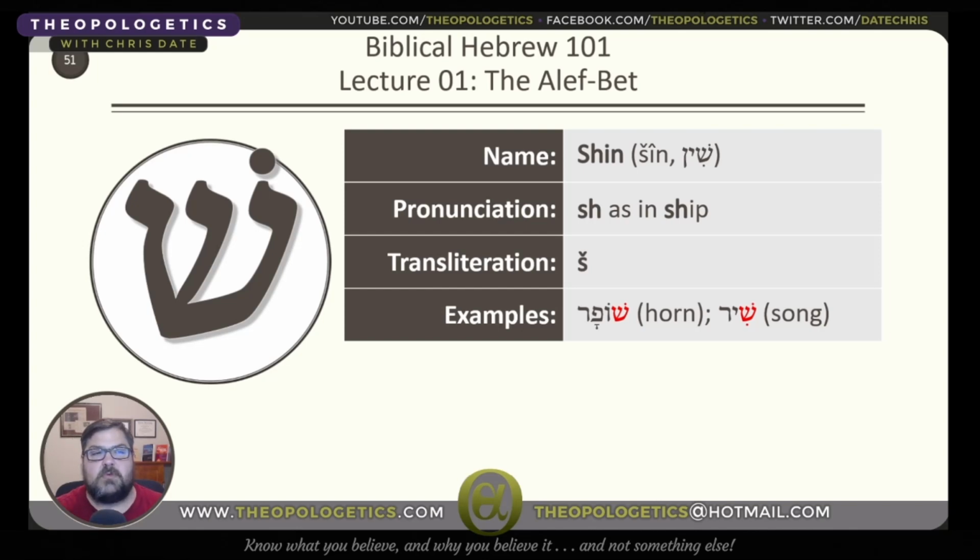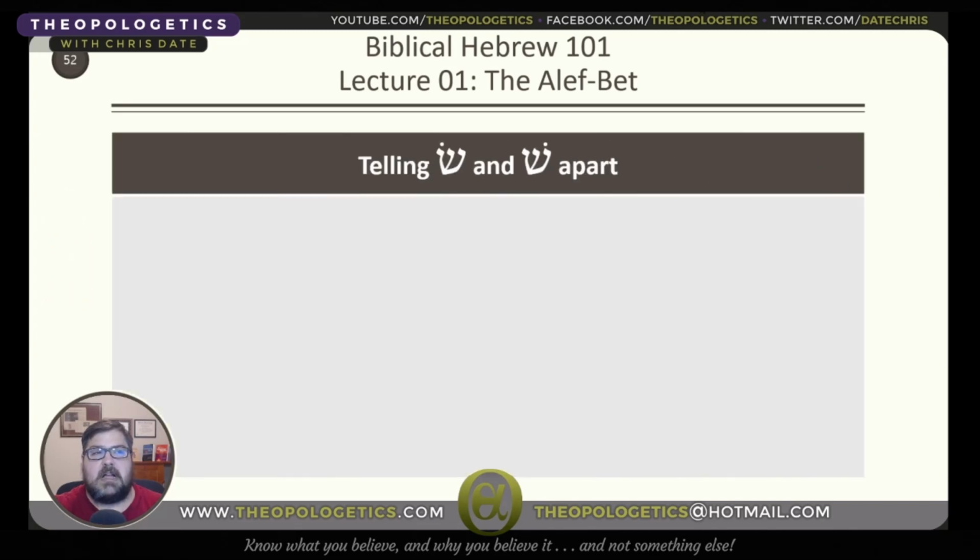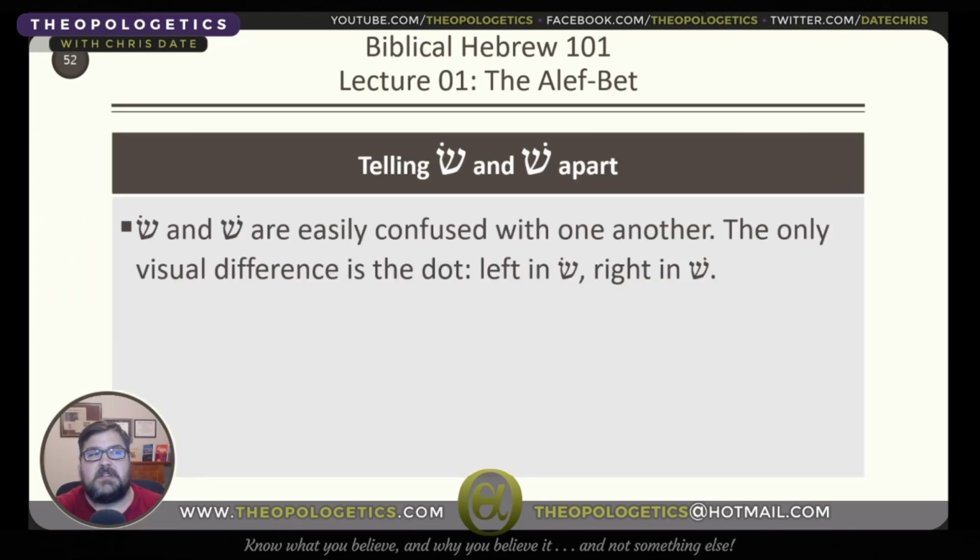And examples of Hebrew words that start with a shin include shofar, which is a horn. In fact, the shofar is a trumpet made out of a ram's horn. And one more example is shir, meaning song. Now, I said that sin and shin are extremely identical. The only difference is the placement of the dot. So how can we tell sin and shin apart? How can you get used to telling the 2 letters apart?